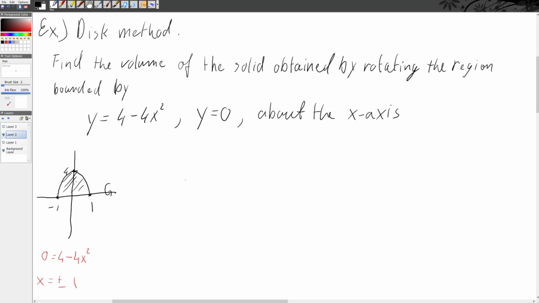And then try to draw your partial disk. The disk is going to be right there, perpendicular to wherever you are integrating. If you are integrating with respect to x, the disk is going to be a vertical line. If you are integrating with respect to y, the disk is going to be a horizontal line.